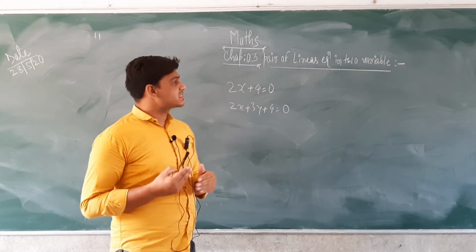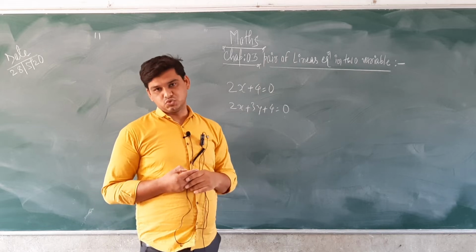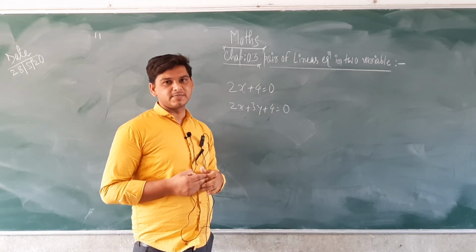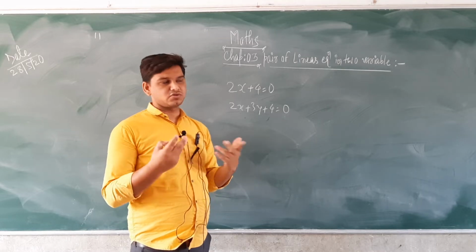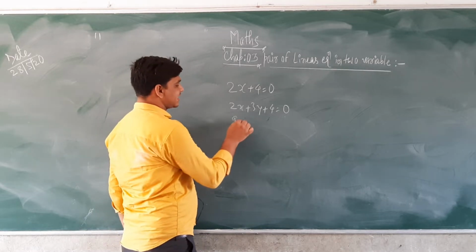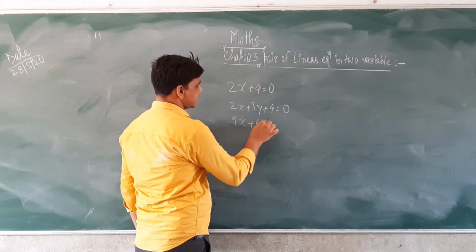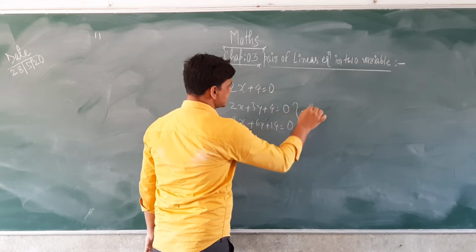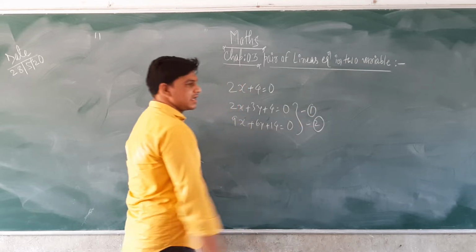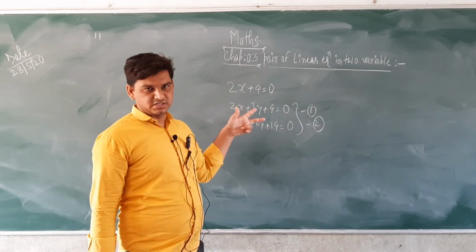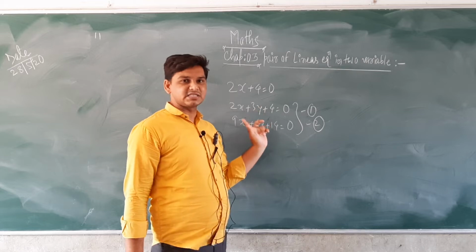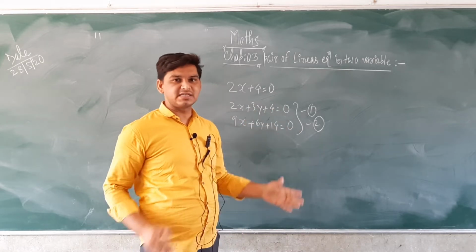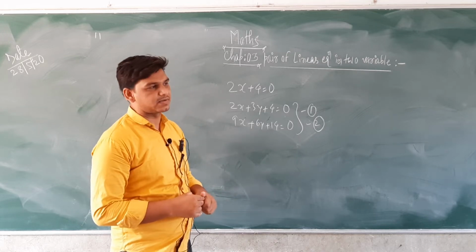But we have to discuss the pair of linear equations in two variables. Generally one equation is a linear equation in two variables, but here we have to find a pair. For example, 9x plus 6y plus 14 is equal to 0 along with another equation means two equations are there. If there are two equations and both have the two variables x and y, it is called a pair of linear equations in two variables.